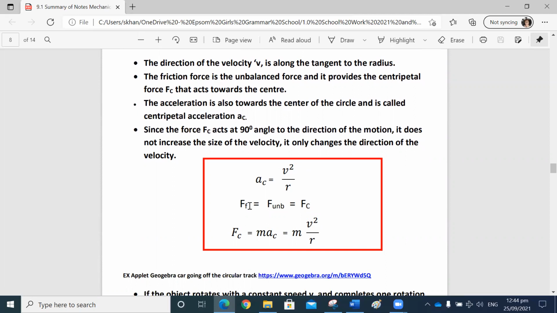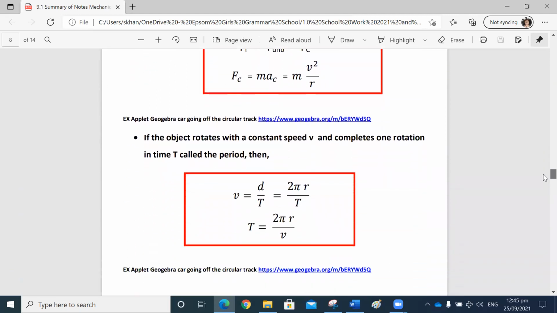Now, in the case of the toy car, it is the friction force that is the unbalanced force, and that unbalanced force is providing the centripetal force, and centripetal force is m times centripetal acceleration, which is m v squared over r. Now, if an object is rotating in a circular path, the distance traveled is 2 pi r. So speed will be distance divided by time. Now this time is called the time period. So the period of the motion will be 2 pi r over v.